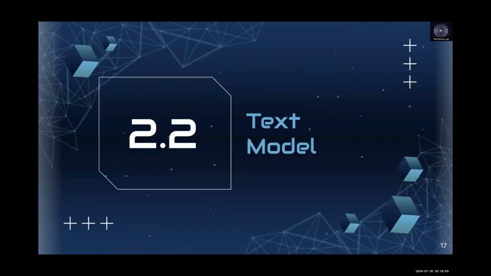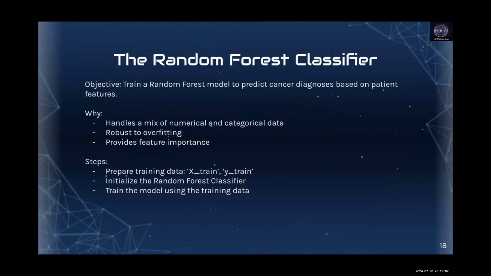So now we'll be discussing our text model. In this section, we will focus on the random forest classifier, which we employ to predict cancer diagnosis based on patient features. Our goal was to train this model to make accurate predictions using the available data. We chose the random forest algorithm for several reasons. It efficiently handles a combination of numerical and categorical data. It is robust to overfitting, which helps ensure that our model performs well on unseen data, and it provides valuable insights into feature importance, allowing us to identify which features are most influential in the prediction process.